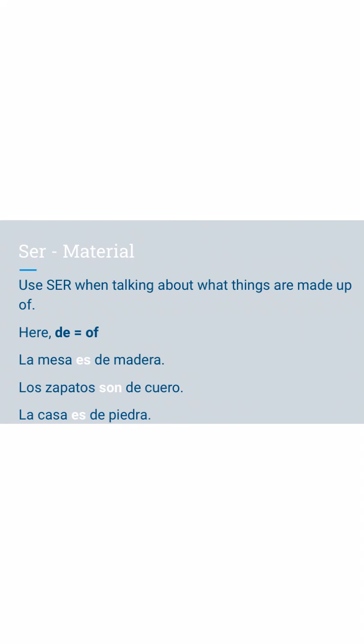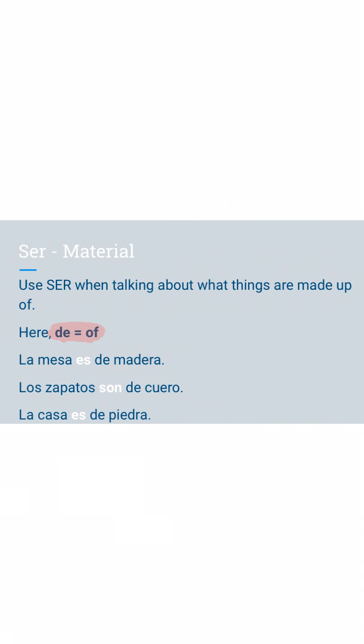All right, so we're getting close to the end here, guys. Ser, we're talking about material here. And this is what something is made up of. So notice, super big alert here. In this case, de does not mean from, but it means of. De can be interchanged, and its meaning is understood through context of a sentence, okay?